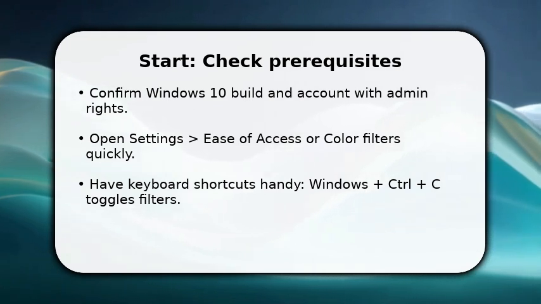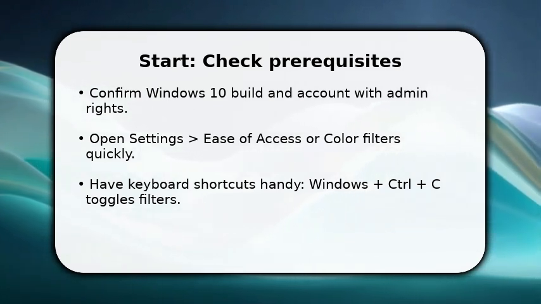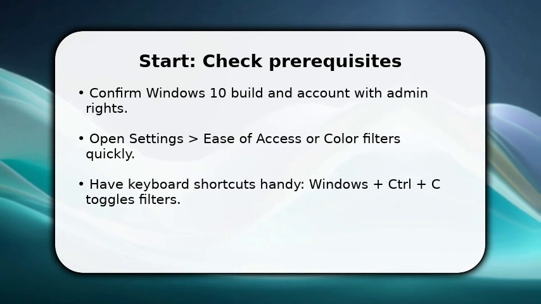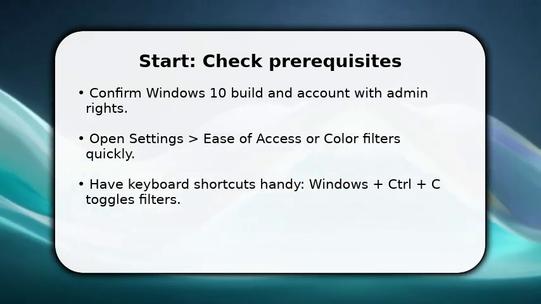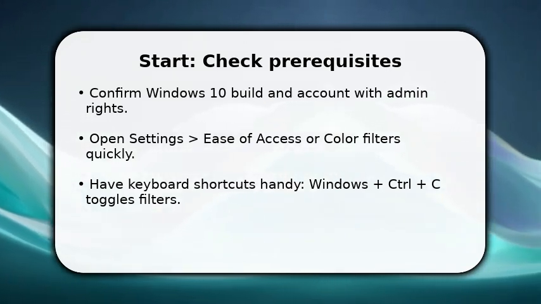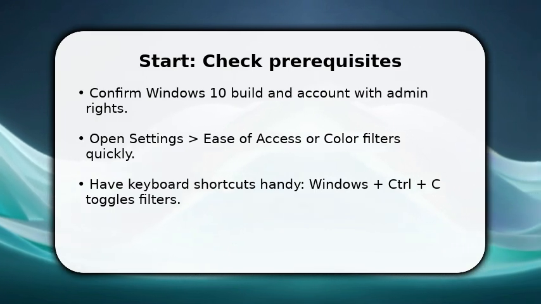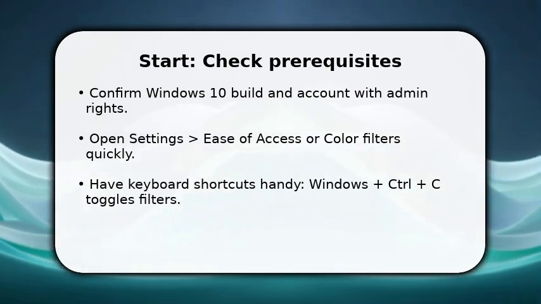If you prefer speed, press Windows key plus Control plus C to see if color filters are already enabled. Once here, note the current mode. Color filters can be off, grayscale, or other presets. We'll switch and test them so you can see color restored immediately.